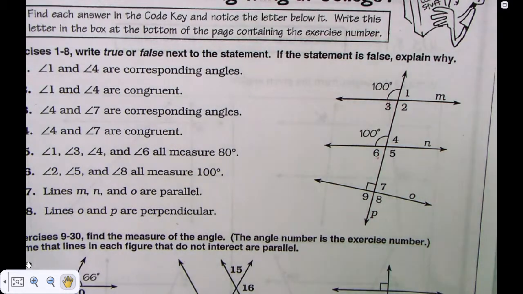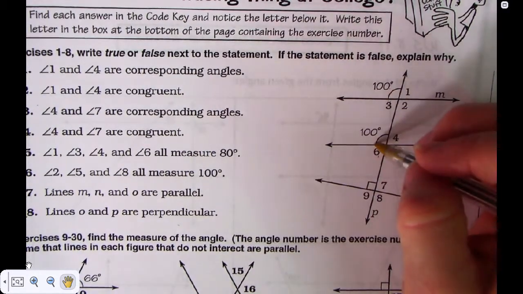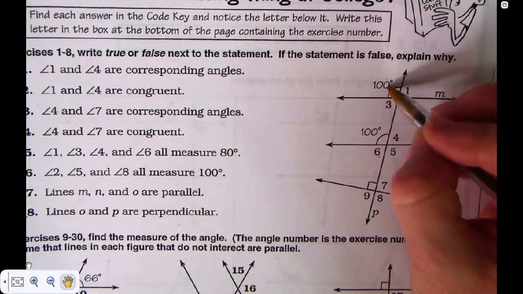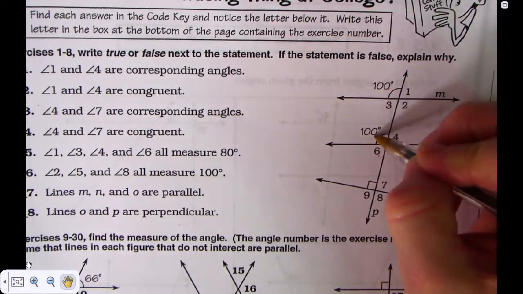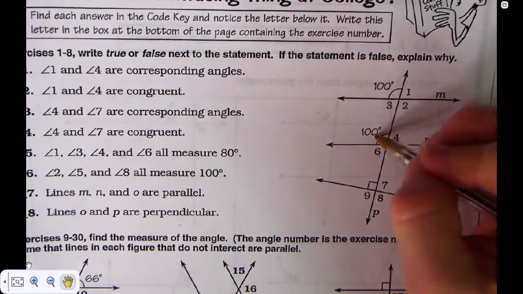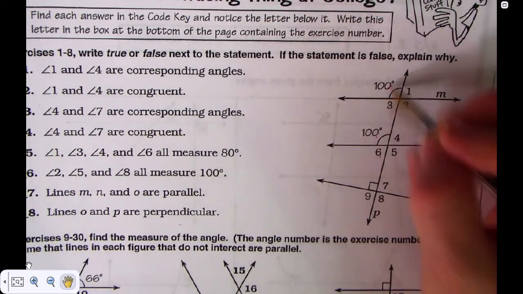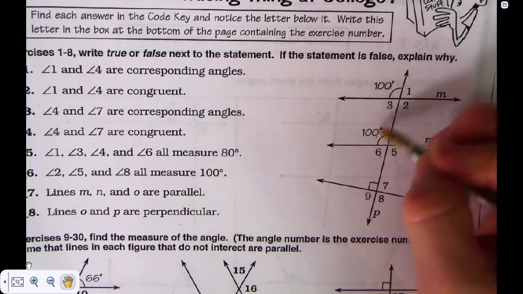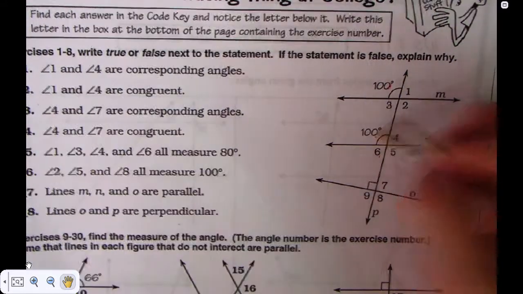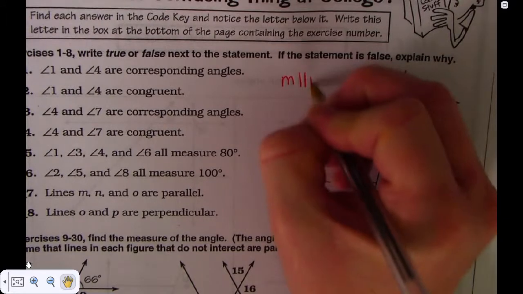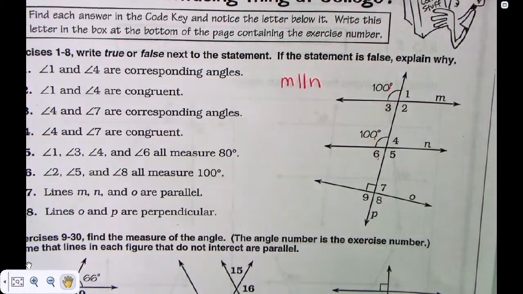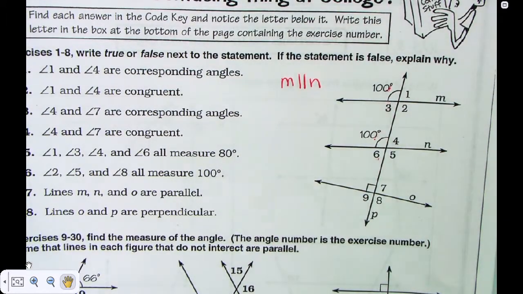Jay, what do you think? Okay. Well, it doesn't have to. It tells us it's 100, doesn't it? So that's 100. That corresponds down here. So, hey, we know since these are both 100 and they correspond to each other, guess what? We know that line M is parallel to line N. That tells us for sure that they're parallel. Okay? Everybody get that?